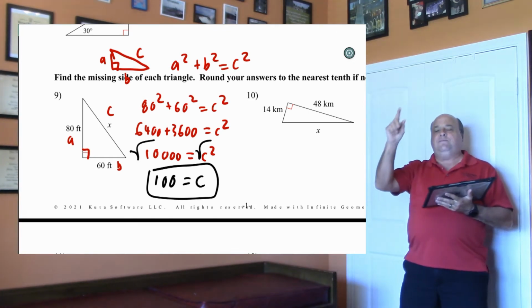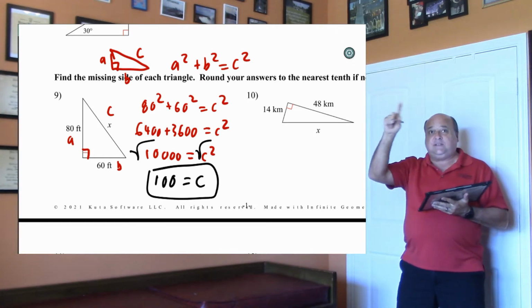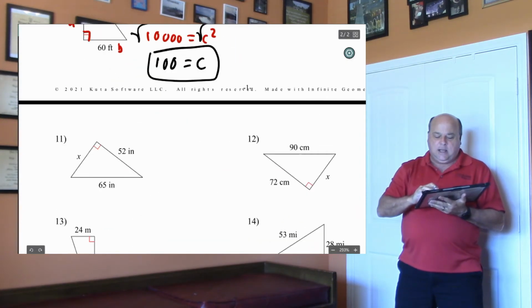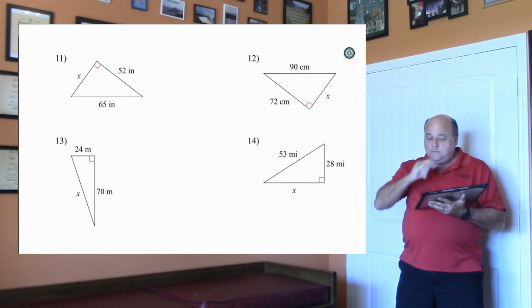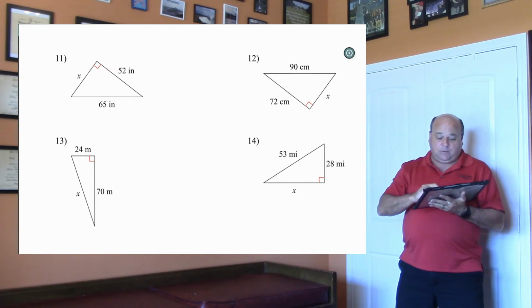So you got to go through. Remember, if you know the C, you're going to have to move over and subtract. Let me find one where the C is that I could do in my brain.